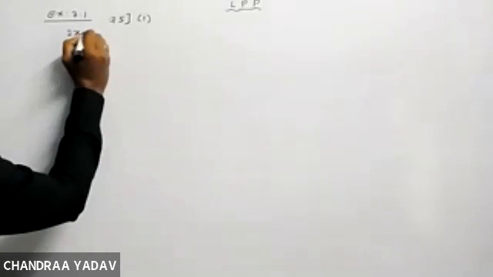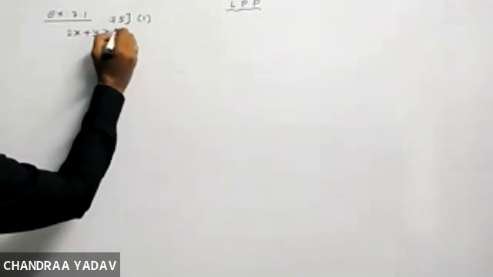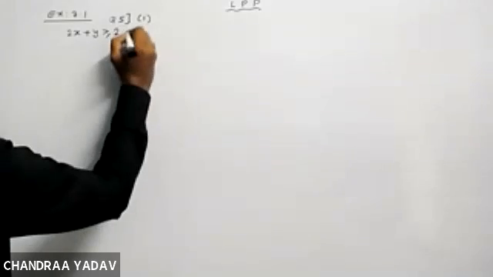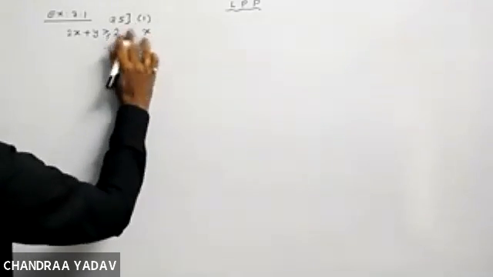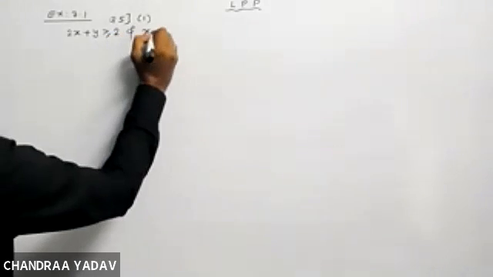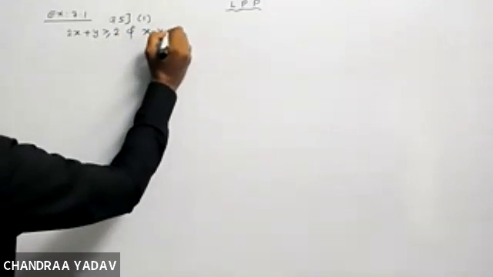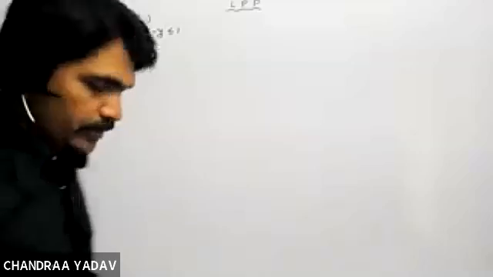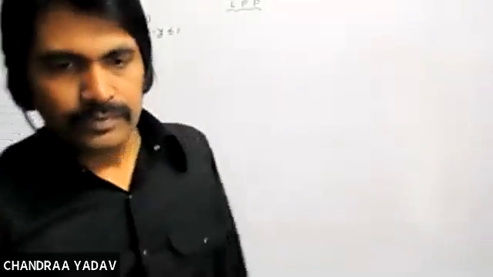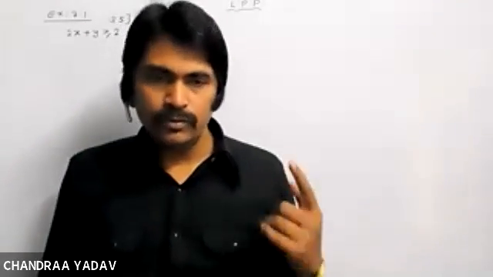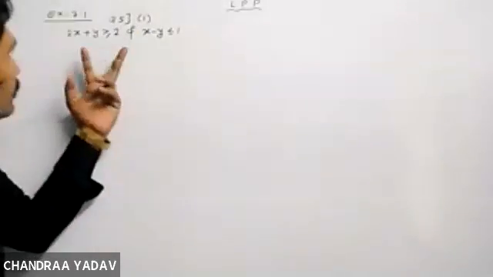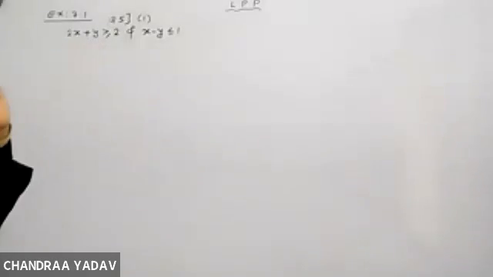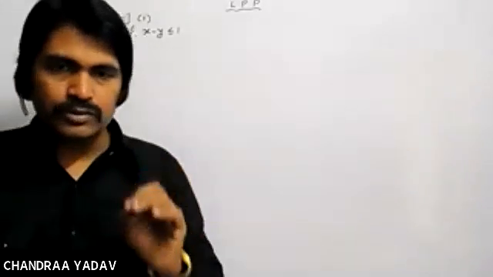2x plus y is greater than equal to 2 and x minus y is less than equal to 1. So far we discussed how to draw the graph of a linear inequation. We had only one inequation. Now here, if you observe, we have two inequations.